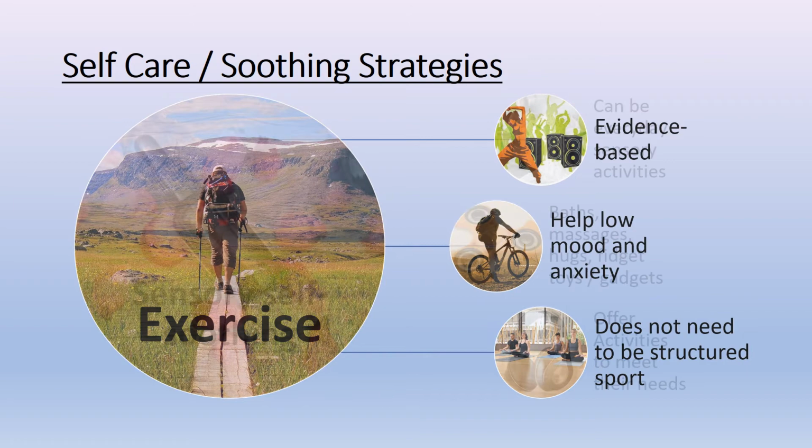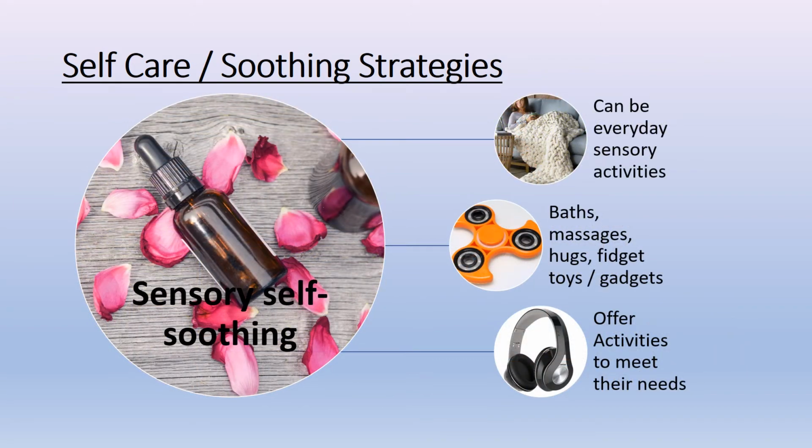The second is sensory self-soothing. We all have sensory activities that we find soothing. Think about if you like baths, soft materials, snuggling into a blanket, hugs or pressure, having a massage, or using fidget toys or gadgets. People with autism will also have very specific sensory needs, and activities should be offered to meet their needs and lower their arousal levels.